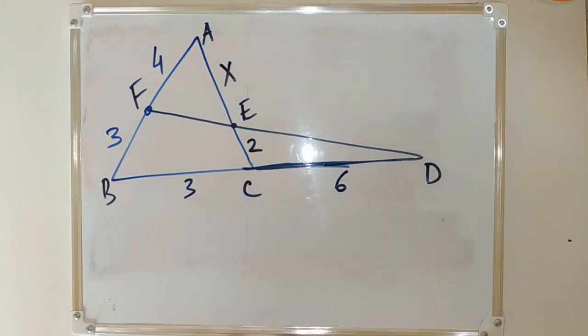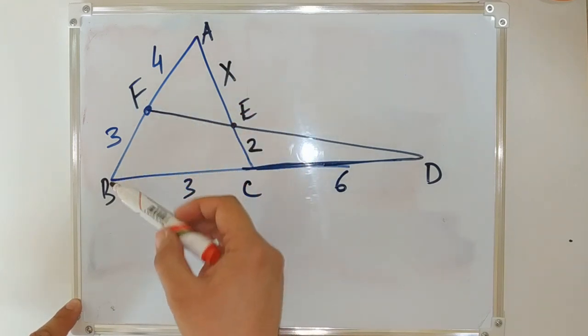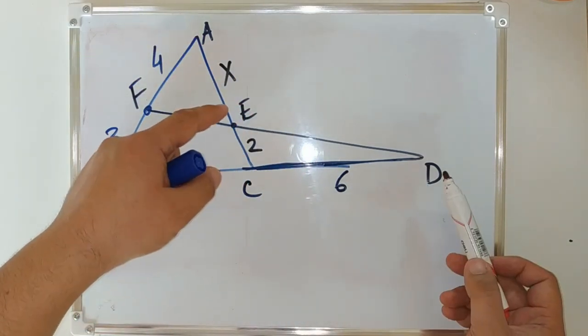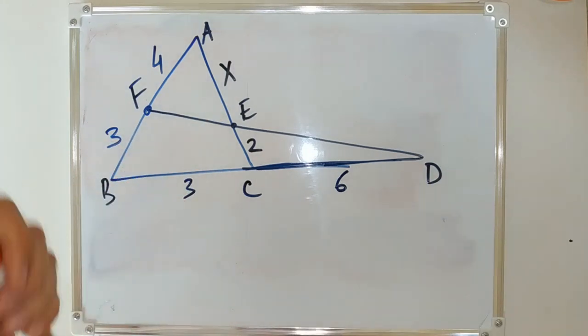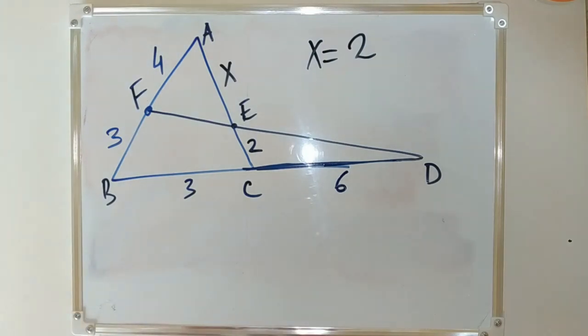Okay, so let's solve our first problem. As you see in this figure, we have the length AF is 4, FB is 3, BC is 3, CD is 6, AE, which is the question, is X, and EC is 2.